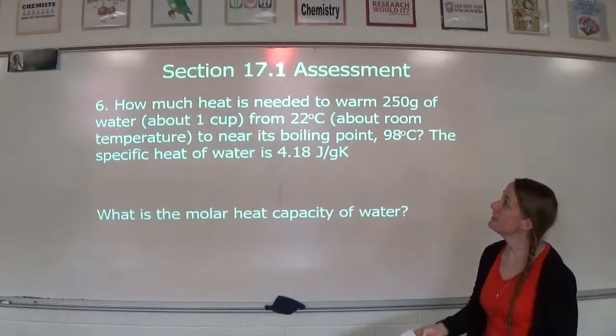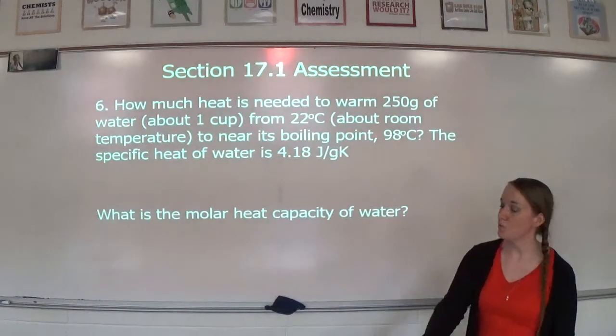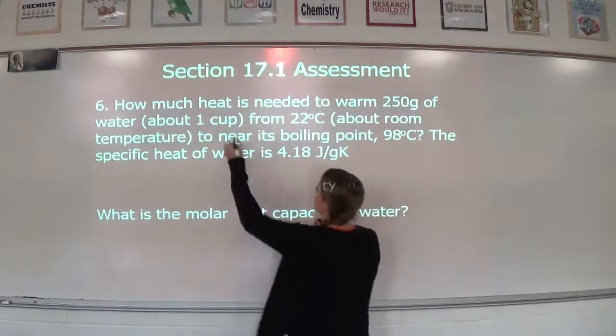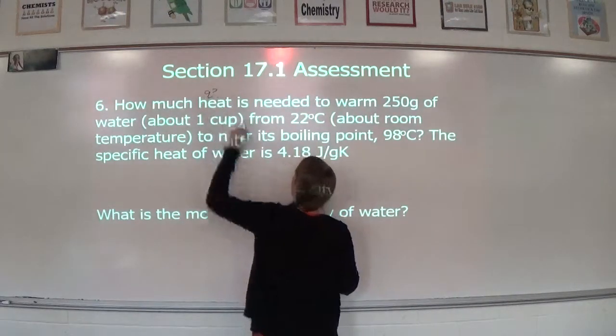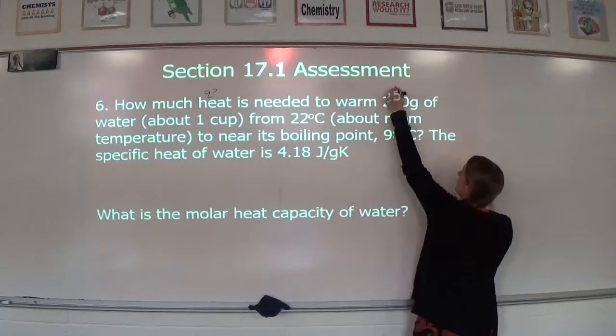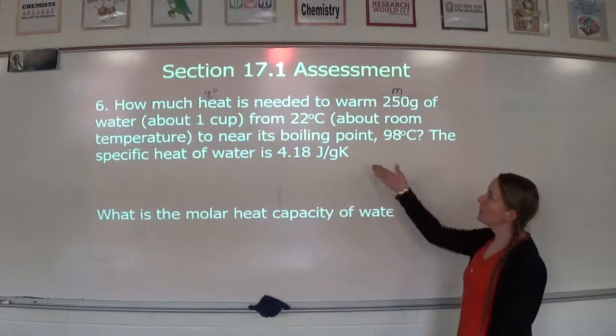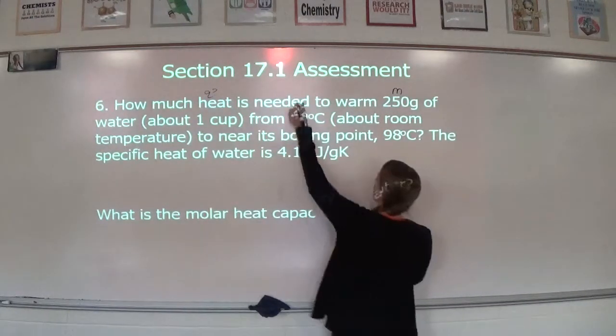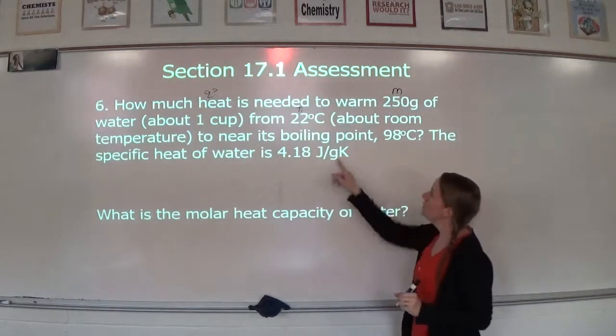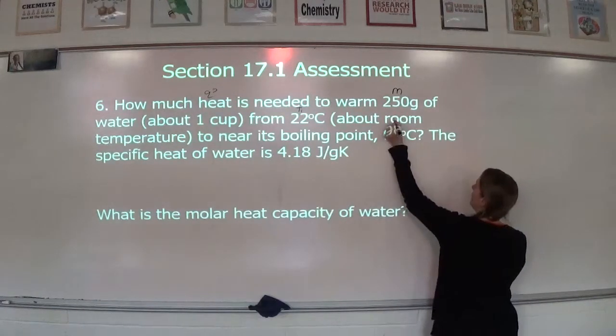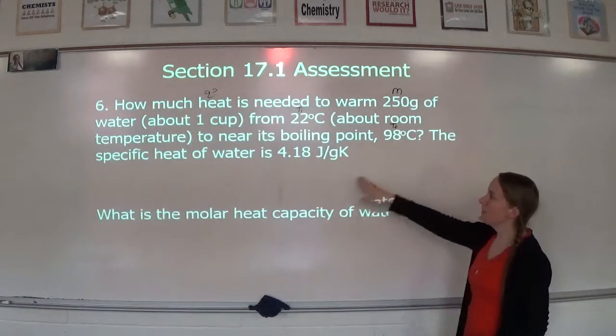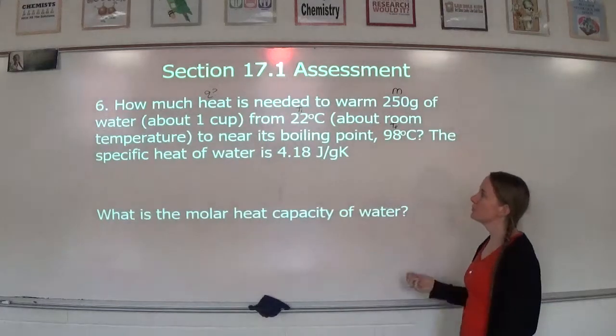All right, so number 6, it says how much heat is needed to warm 250 grams of water. So in other words, we're looking for Q again. And we have our mass, about 1 cup, from 22 degrees Celsius, so there's my T initial, to nearest boiling point, 98 degrees Celsius, so there's my final. The specific heat of water is 4.18 joules per gram Kelvin.